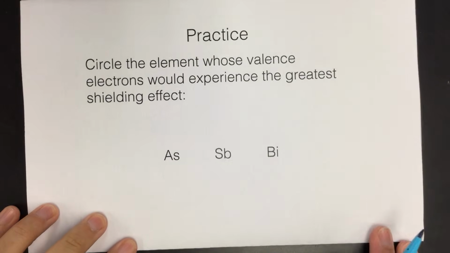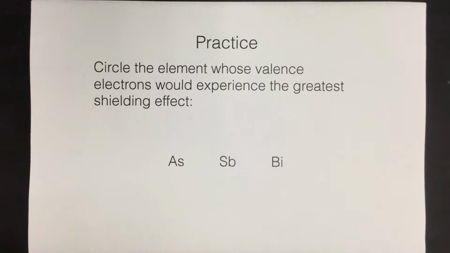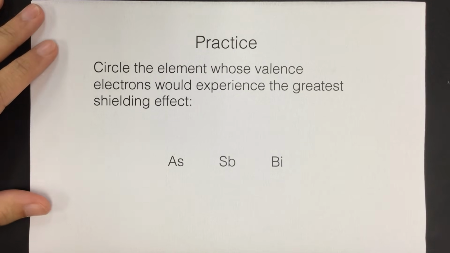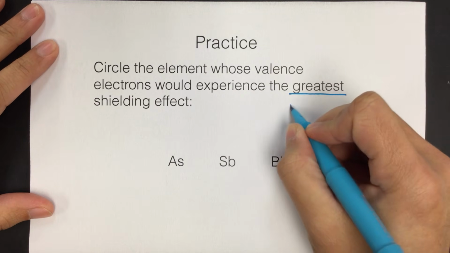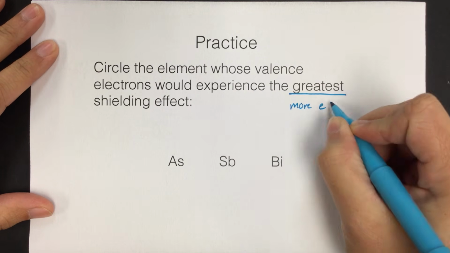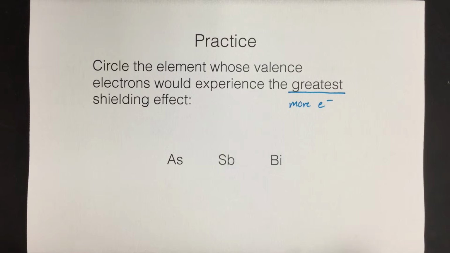Here's a question from the notes. Circle the element whose valence electrons would experience the greatest shielding effect. So if we want a big shielding effect, we want more electrons, so we just have to figure out how many electrons each of these things has.